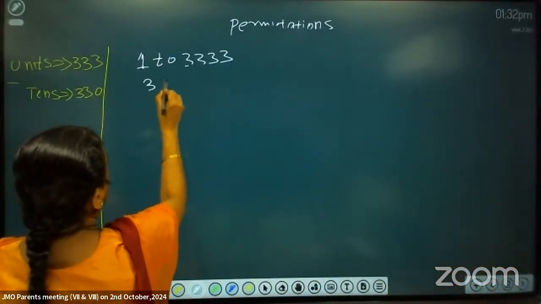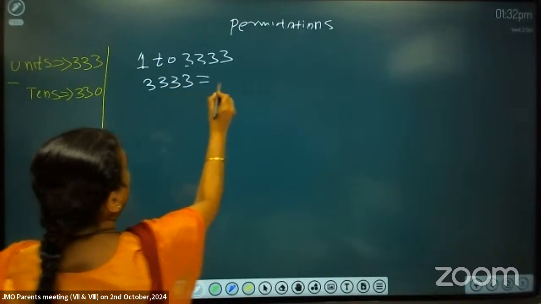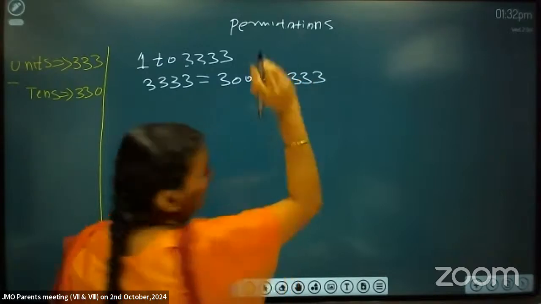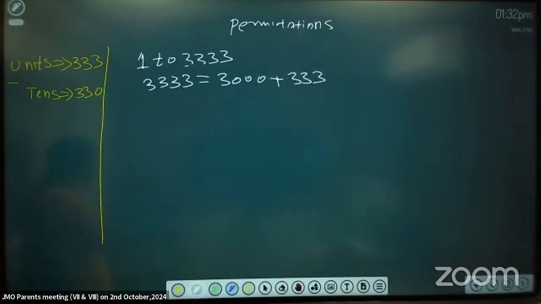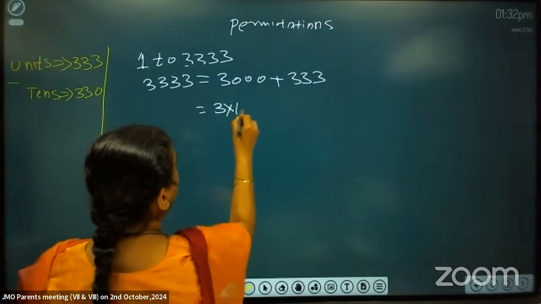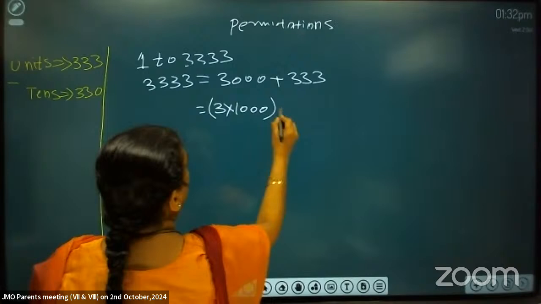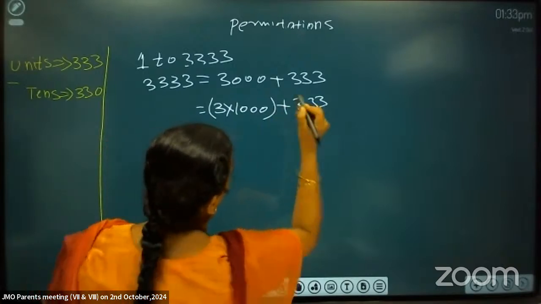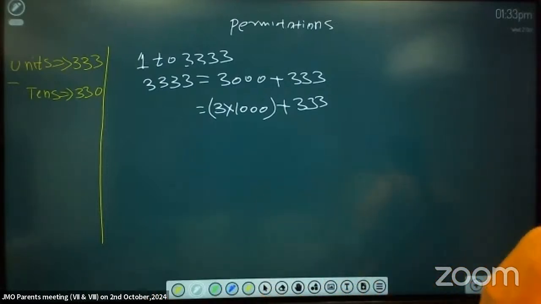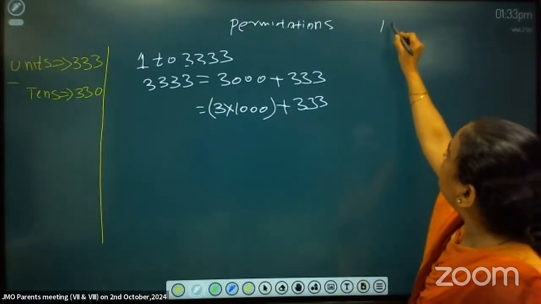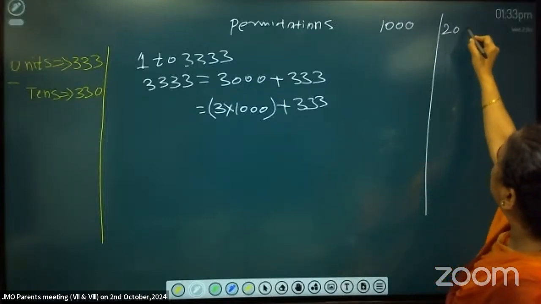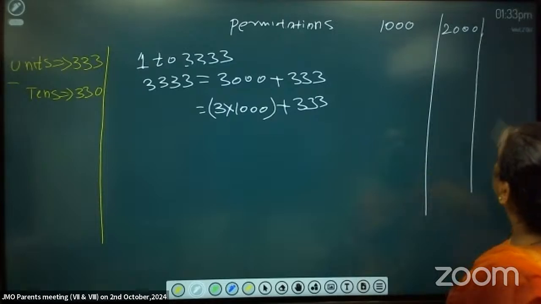Now, this I will write as 3000 plus 333. Because now I am talking about thousands. This 3000 I write as 3 into 1000 plus 333. Fine. So the first 4-digit number I come across is 1000. The second number will be 2000 and the next number will be 3000.